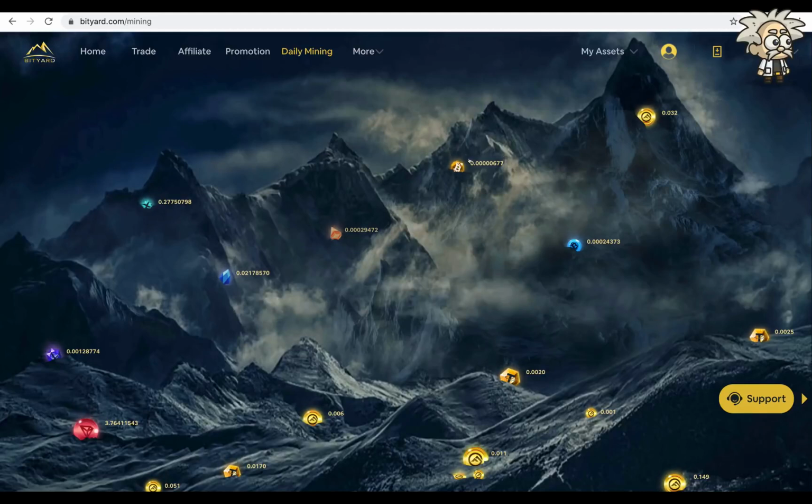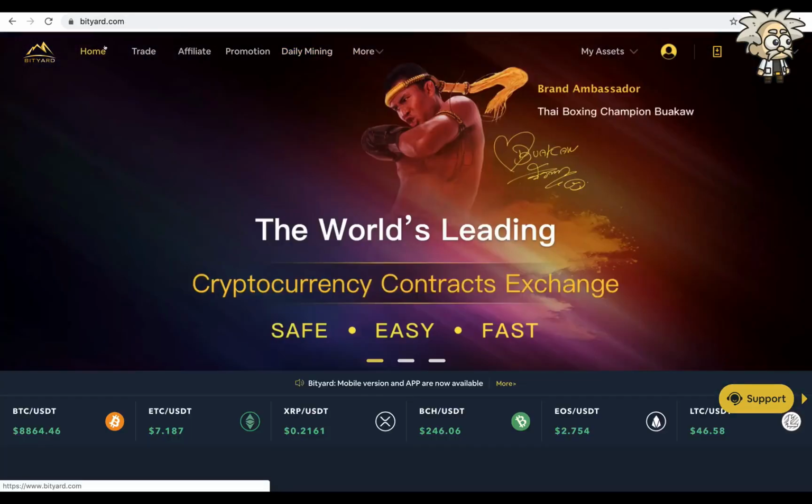Now, if you go and click on one, for instance, the Bitcoin, it says, please bind your mobile before mining. So once you bind your mobile, guys, from there, it's free cryptocurrency from Bityard. Thank you, Bityard.